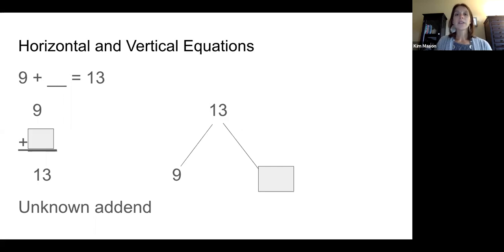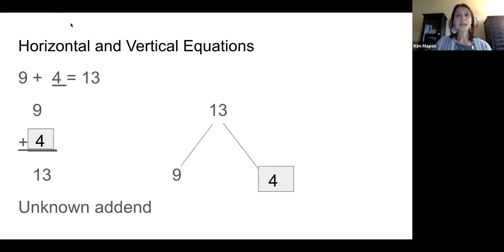Here is a horizontal and vertical equation for an unknown add-in. So if we know the total, but we don't know an add-in, for addition, the second number would be unknown. So horizontally, there's a blank, and vertically, the number on the bottom is a blank. And the unknown number is 4.